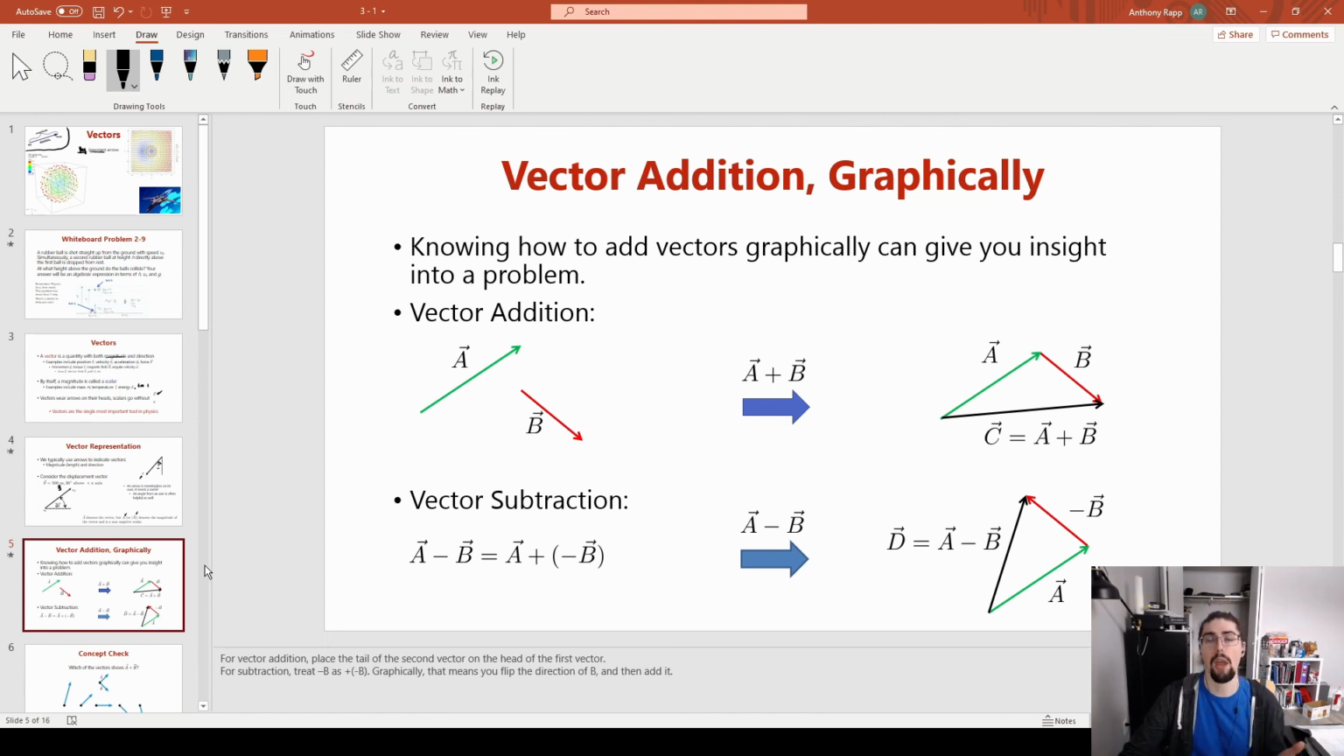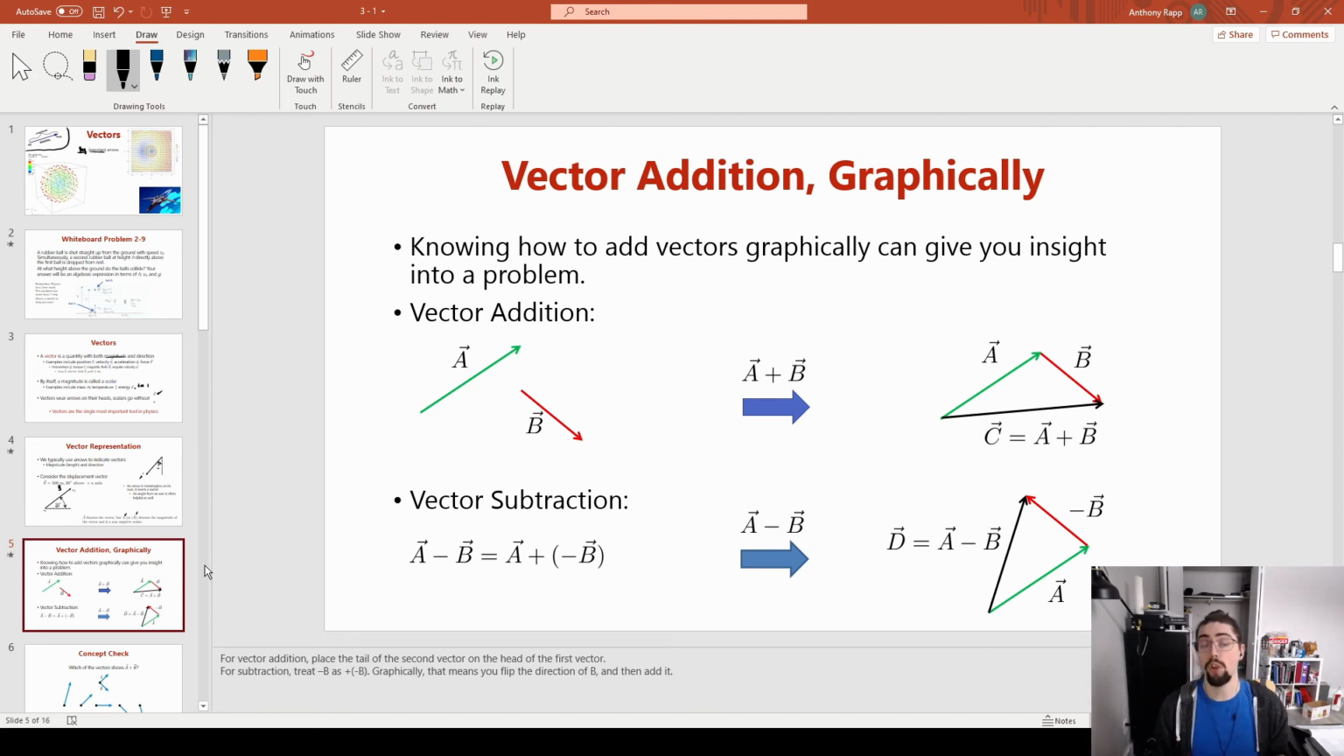We stack them together, and if we have more to add, then we just keep stacking them on in sequence. A plus B plus C plus D plus E, stack them all together in exactly the same way, from the beginning all the way to the end, draw a line, that's your resulting vector.